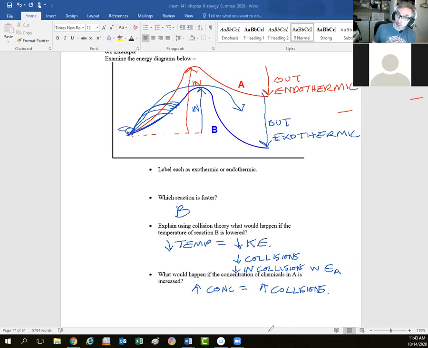Always remember when doing these kinds of problems, you're not explaining collision theory if you don't explain what's happening to the number of collisions. Okay, it's not enough to say the reaction's faster or slower. Talk about why it's faster or slower. Are there more collisions? Do more of the collisions have the energy of activation? Do the collisions need less energy because the energy of activation has been lowered? Think about all these different kinds of factors.